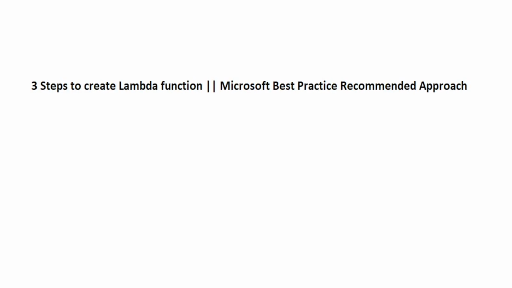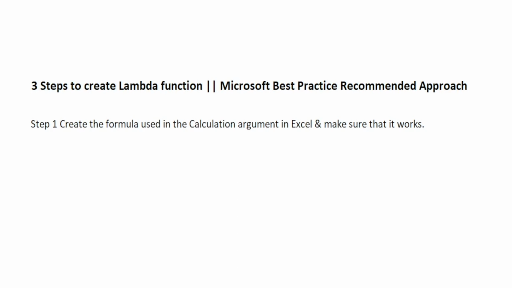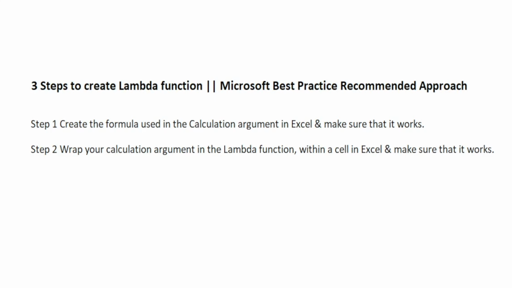The 3 steps to create lambda function that we should follow are Microsoft best practice recommendation. Step 1, create the formula used in the calculation argument in Excel and make sure that it works. And then step 2, wrap your calculation argument in the lambda function within a cell in Excel and make sure that it works. And then step 3, add your lambda to the name manager and make sure that it works.